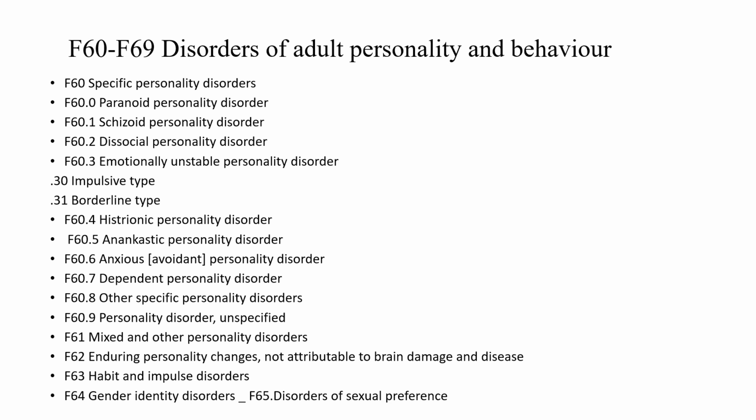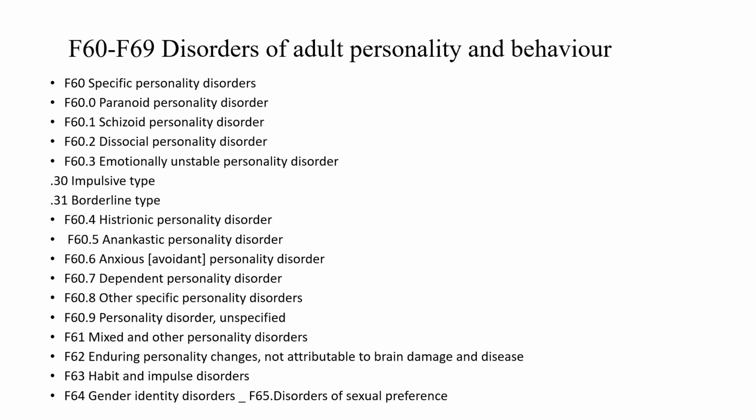Then we have F60 to F69. Now, disorders of adult personality and behavior. Now, this is a very interesting group of classification. In F60 there are specific personality disorders, where you will see very specific traits in their personality, cluster A, B, C, and then you're able to diagnose them.